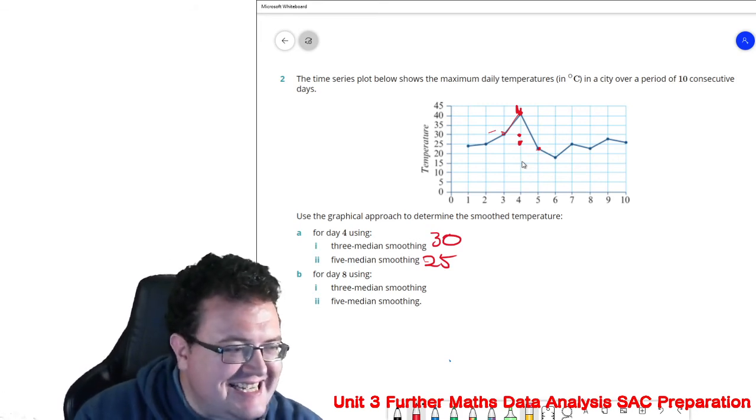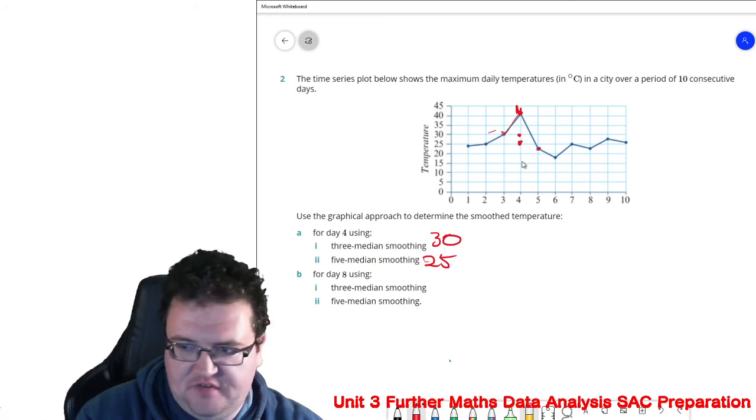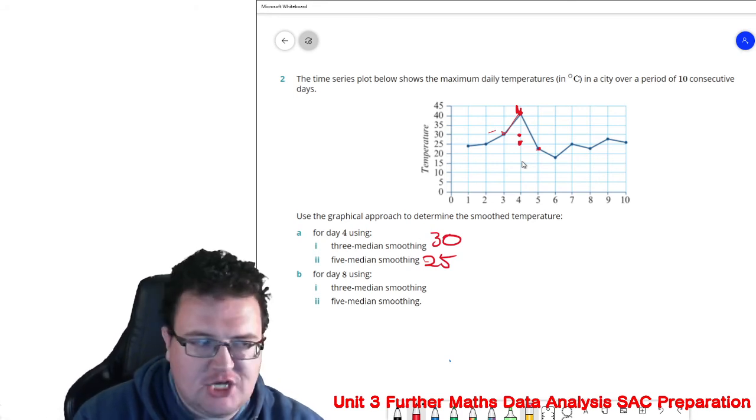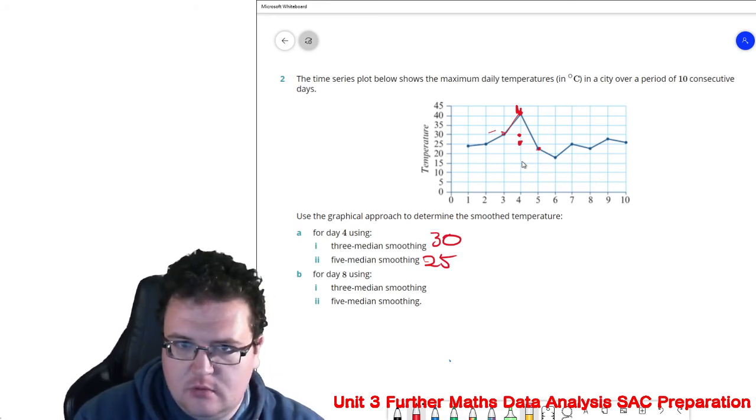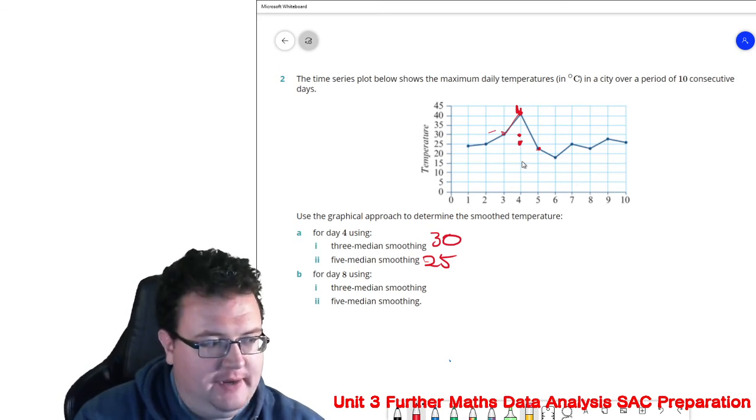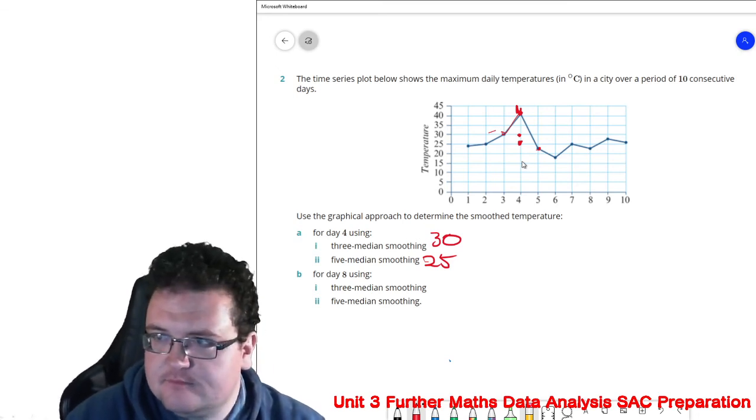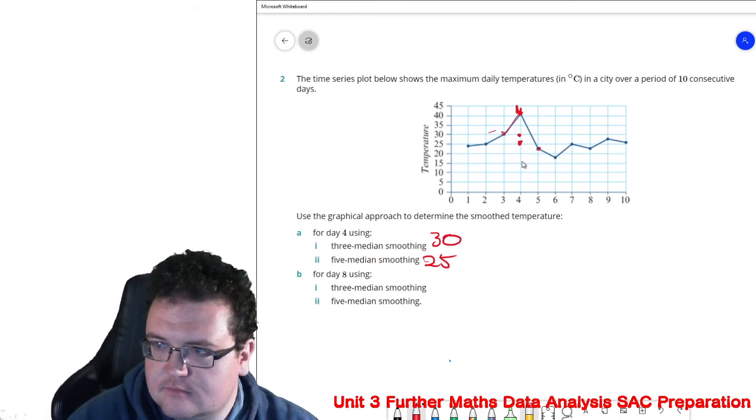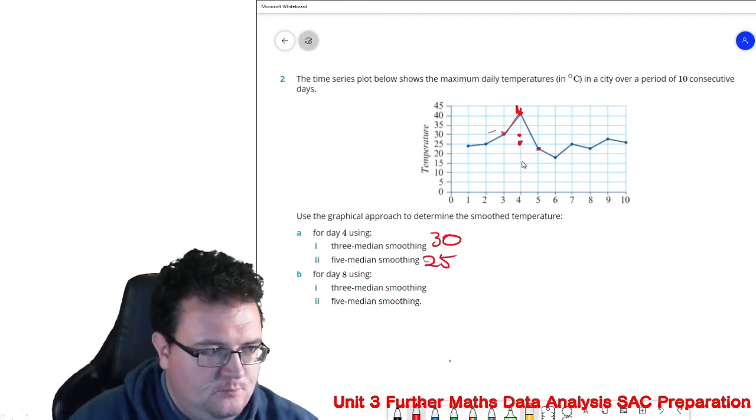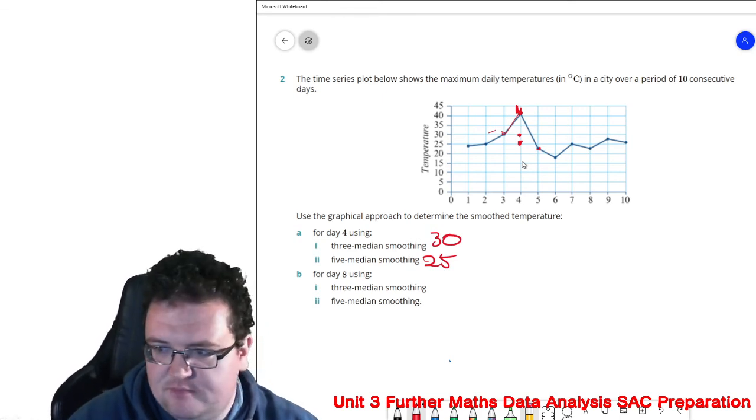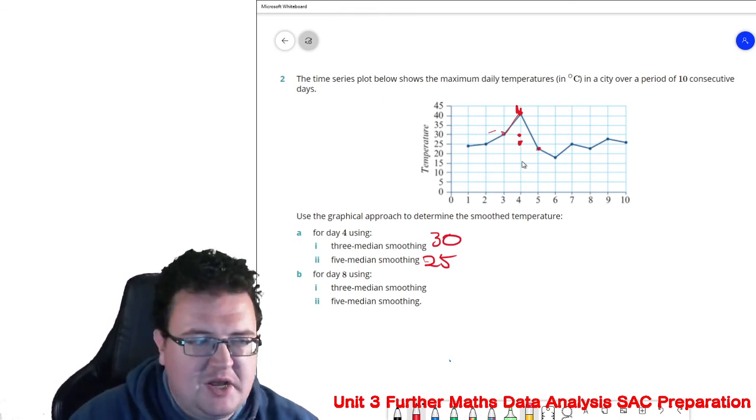Your CAS cannot do smooths. Well, it can't do them for you. Not to my knowledge, anyway. So, is there any other way to do the median smoothing, or is this the only way? This is the only way to do it. All right. The graphical approach is the only way to do it. Well, it's the quickest way of doing it.